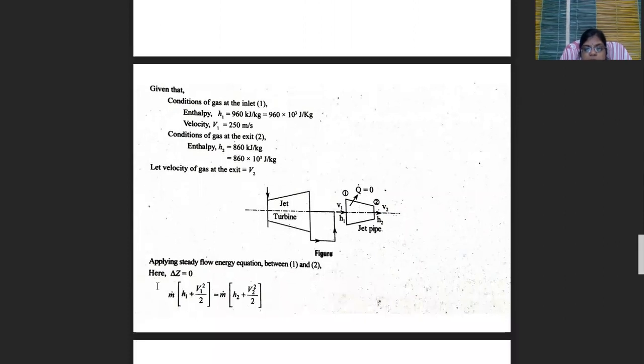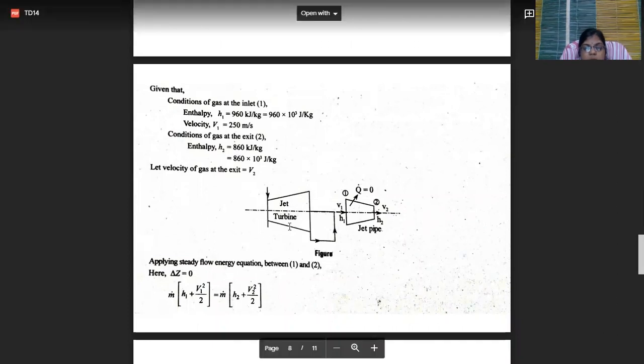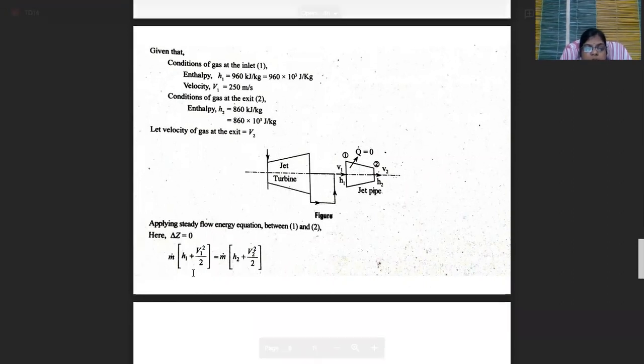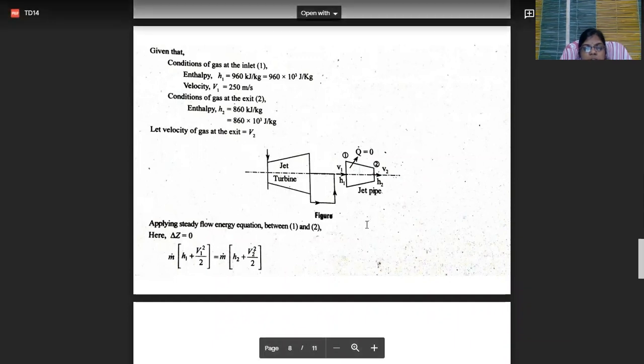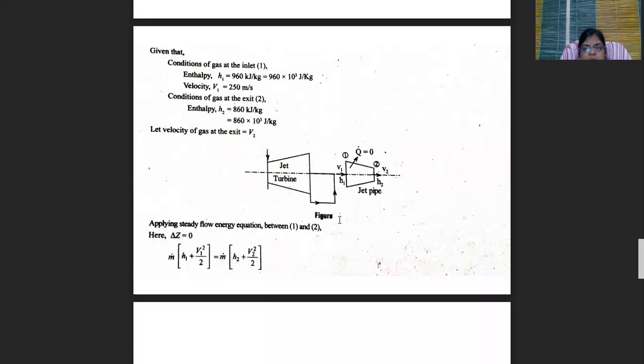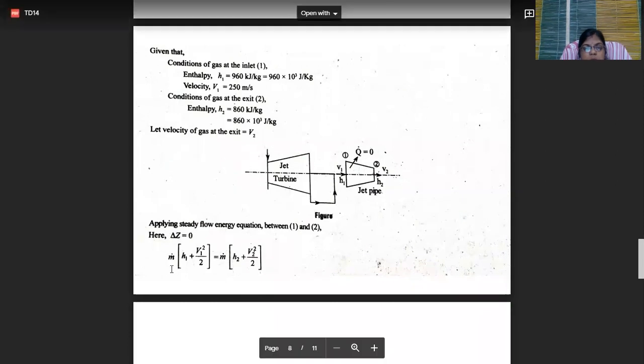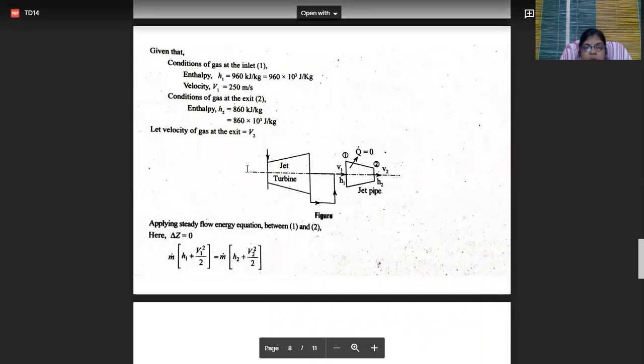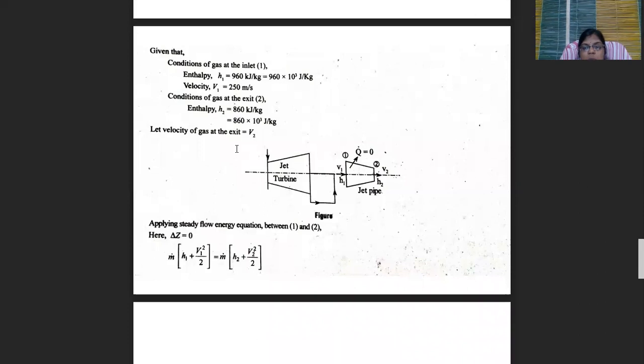Applying the steady flow energy equation between 1 and 2. So now, h1 plus v1 square by 2, because there is no elevation here, so z1 is equal to z2, that is delta z is equal to 0. Here there is no potential energy. So m dot into (h1 plus v1 square by 2) is equal to m dot into (h2 plus v2 square by 2). Because he did not give any information about the elevations, we take potential energy as 0.